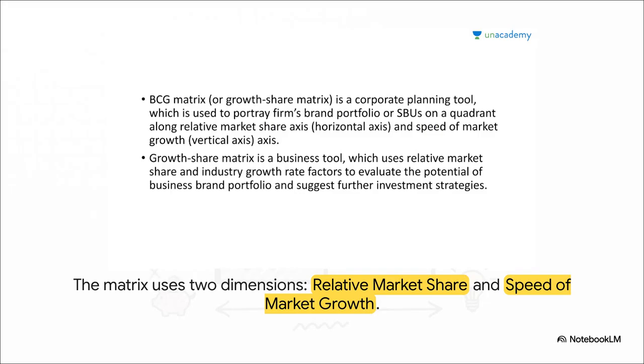The real beauty of this matrix is just how simple it is. It plots everything you sell on a simple 2x2 grid. The line going across the bottom is your relative market share. A simple way to think of that is, how big is your slice of the pie compared to your biggest competitor? Then, the line going up the side is market growth. In other words, how fast is that whole pie getting bigger? That's it, just those two things.